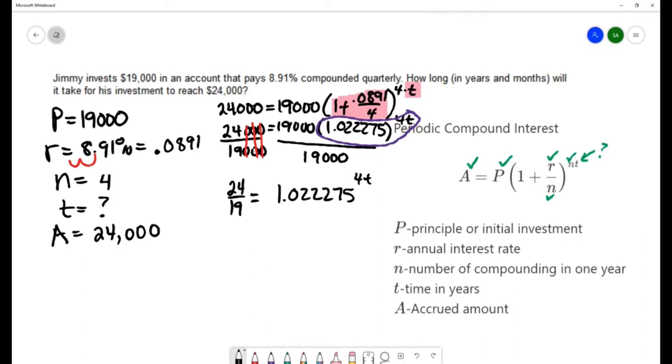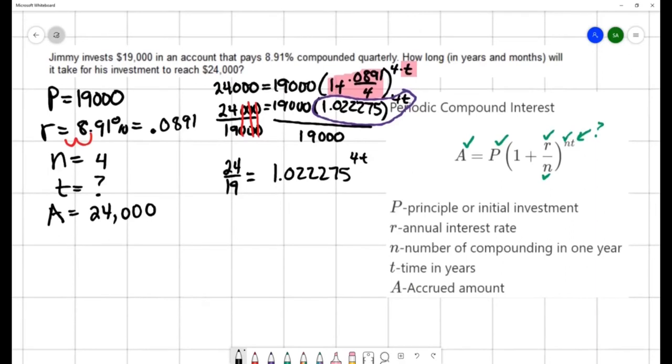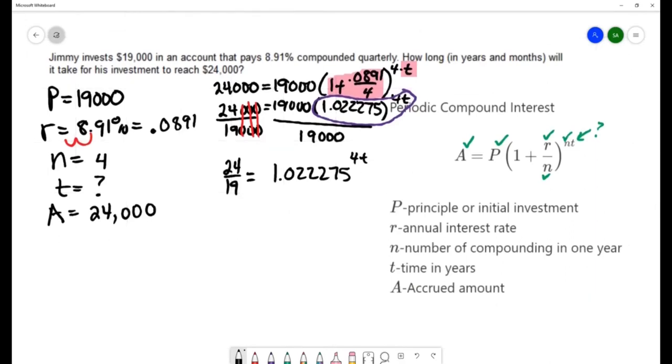Now I'll use the strategy of solving exponential equations, and there's two strategies that we typically use. We either convert to a logarithm or take the natural log of both sides. I'm going to take the natural log of both sides so that it will be easy for me to type into the calculator once we get to the end.